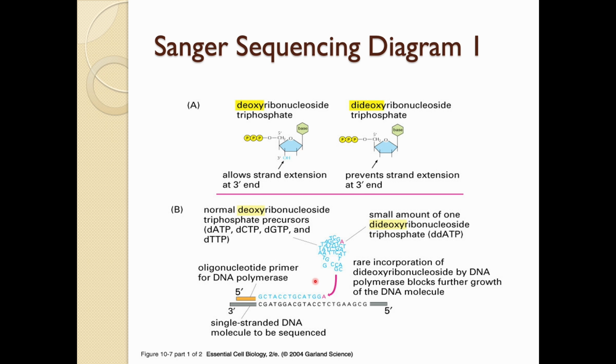Here's the clever part. Each ddNTP is tagged with a different fluorescence dye, and they are added at a lower concentration, about a 1:100 ratio compared to the regular dNTP. As the polymerase copies the DNA, it occasionally incorporates a ddNTP instead of a dNTP. When that happens, the chain stops growing. This results in a collection of DNA fragments, each ending with a fluorescently labeled ddNTP.